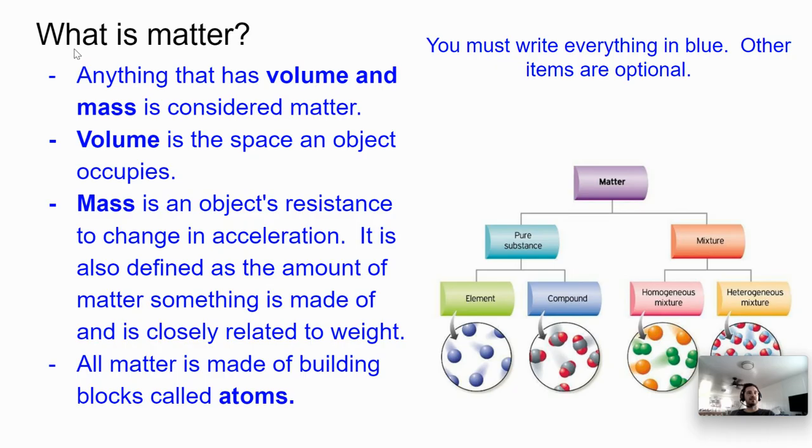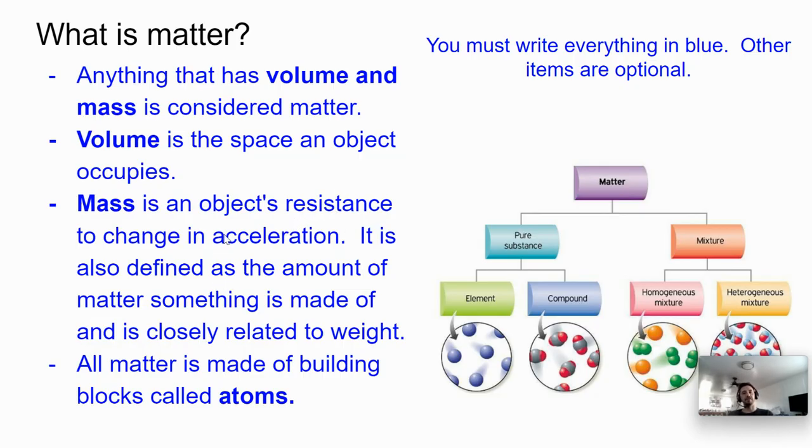So anything that has volume and mass is considered matter. So volume is the space an object occupies. So it has to take up space. And mass is an object's resistance to change in acceleration. I know that's kind of the physics definition here, resistance to change in acceleration. But really, you could think about it as just the amount of matter something is made out of.